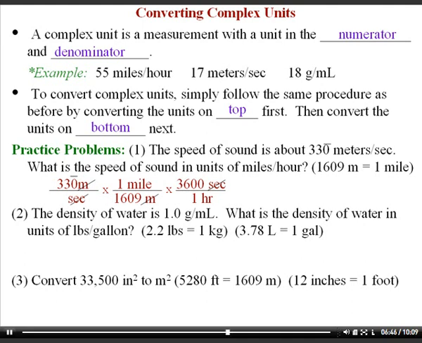So now you have the units of miles on top and hours on bottom. You're going to take 330 multiplied by 3,600, and you can divide by 1609 to get your final answer: 738 miles per hour. That's approximately the speed of sound.